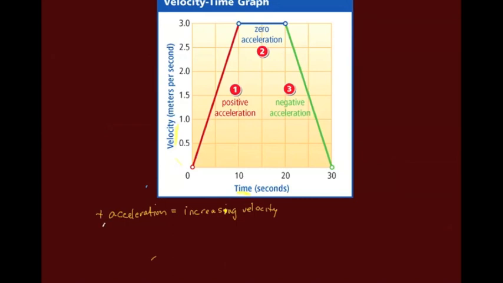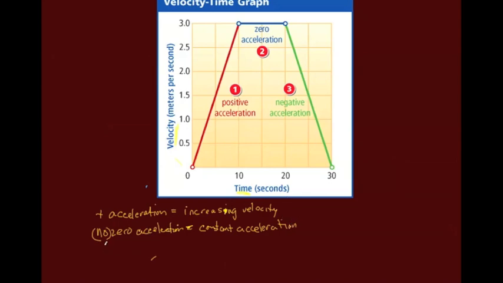And then sometimes you have no acceleration, or zero acceleration. That means the acceleration is remaining constant. That doesn't mean it's not moving. It just means acceleration is remaining the same over the period of time. We'll discuss that in a couple seconds.